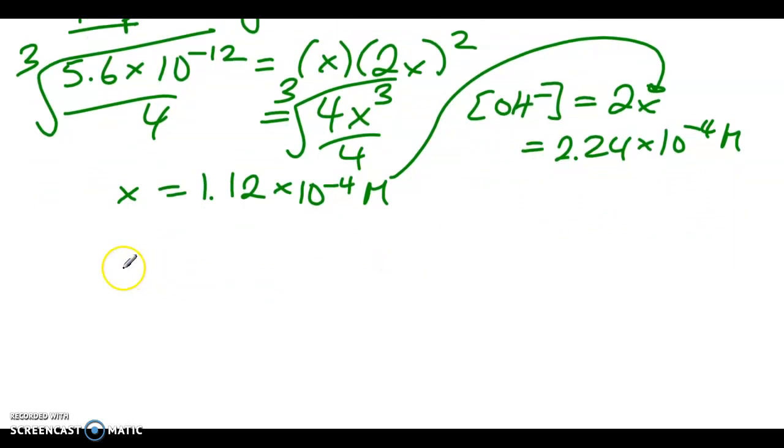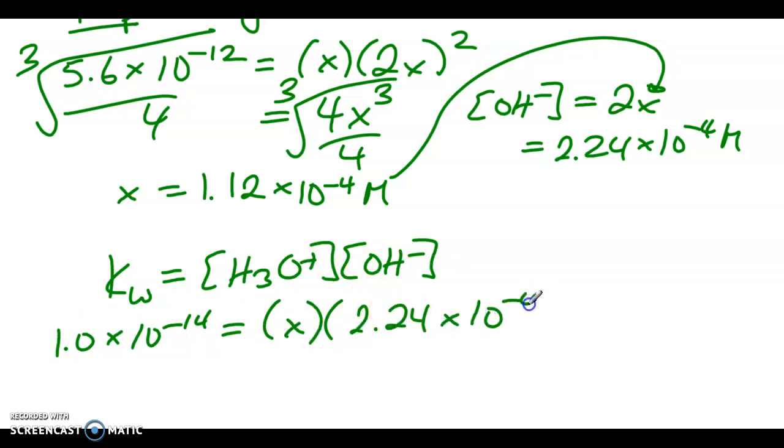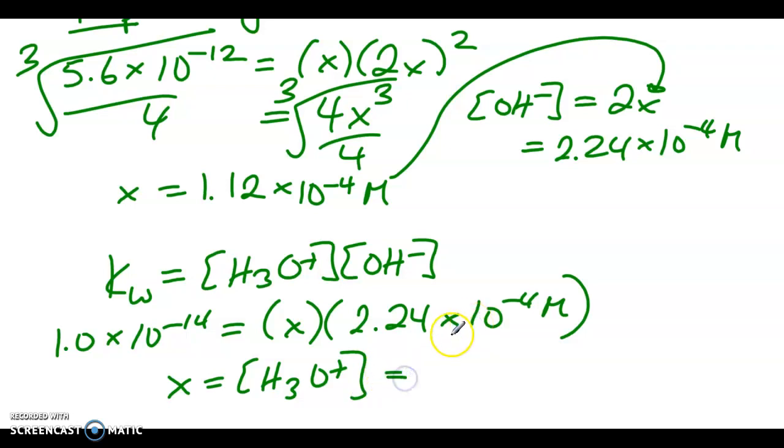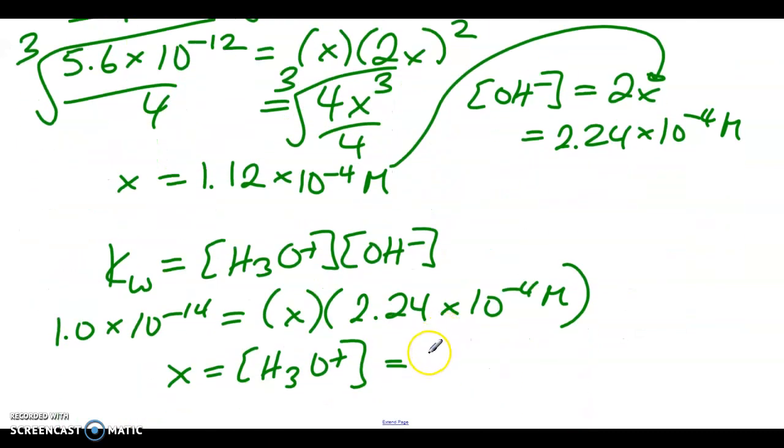So now we have hydroxide, so we're going to solve for our hydronium, right? We have hydronium times hydroxide, so 1.0 times 10 to the negative 14 is equal to, I'm going to put in x here again, a different x this time. Once we isolate for this x value, which is now hydronium, we end up getting, to 2 sig figs, 4.5 times 10 to the negative 11. So those are our two.